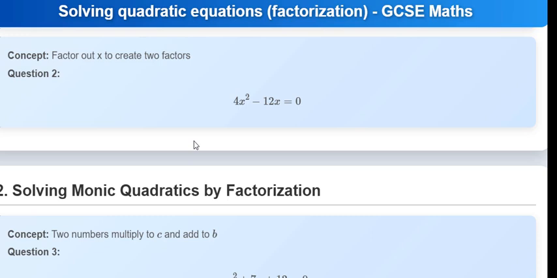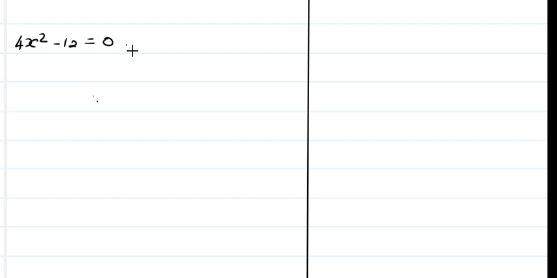4x squared minus 12x is equal to 0. As usual, we first need to find the HCF of the numerals, and in our case, the numerals here are 4 and 12. So I take 4 and also 12 like this, then 4 and 12 are divisible by 2, so I can divide by 2, and I get 2 here, because 4 divided by 2 is 2, then 12 divided by 2 is 6, and again I can divide by 2, so I get 1 here, then 6 divided by 2 is 3, like that.